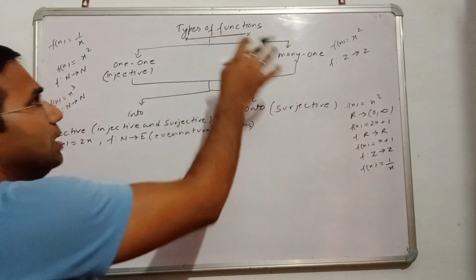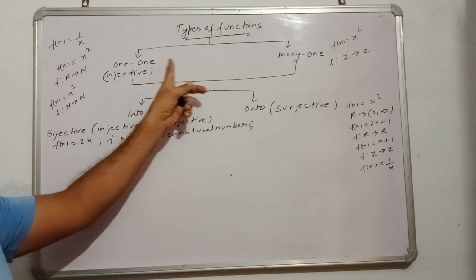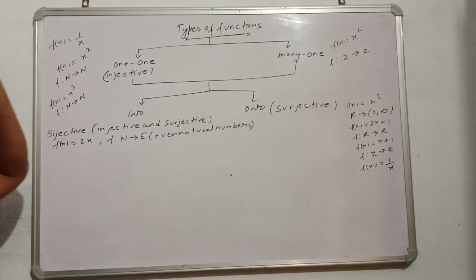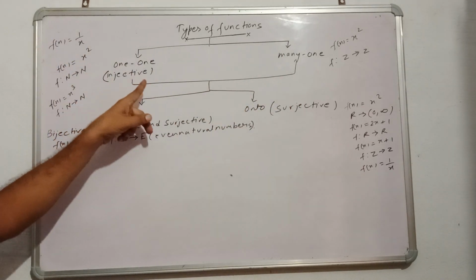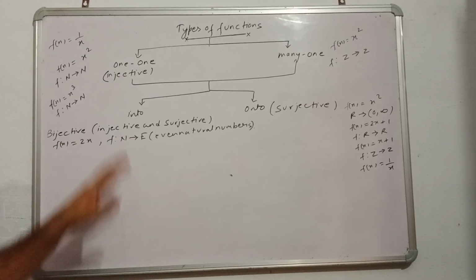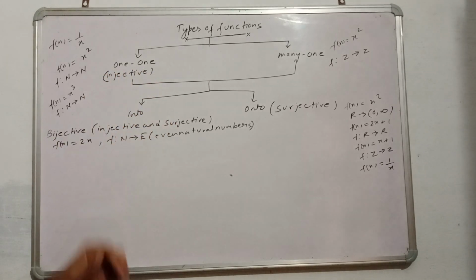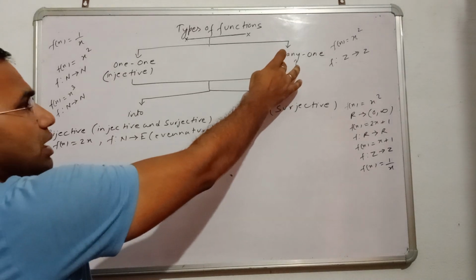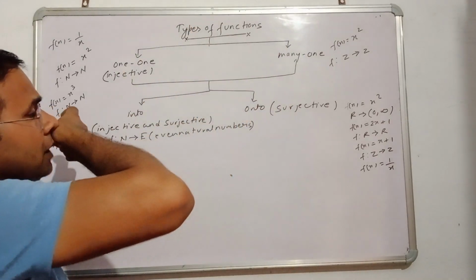Okay, so there are two types of function. First, one-one function and many-one function. One-one function is also called an injective function, and the second one is many-one function.